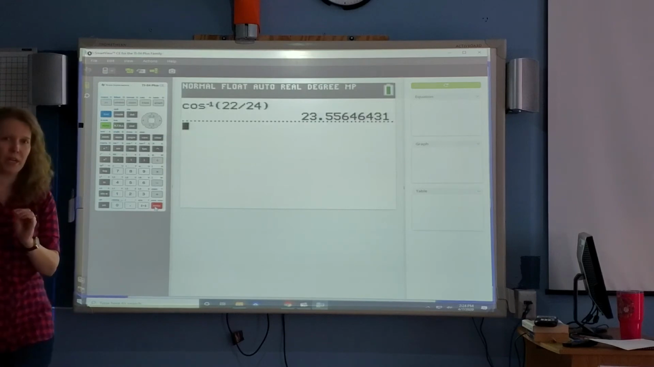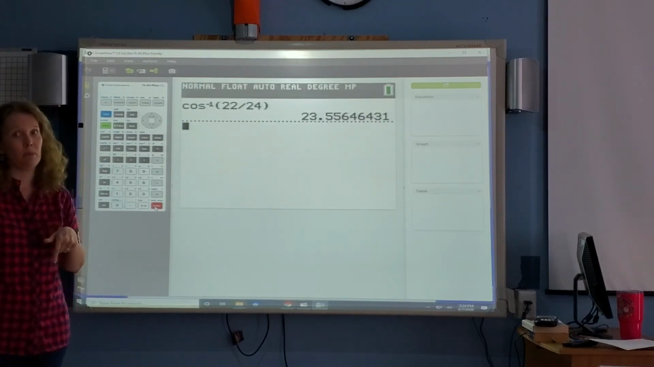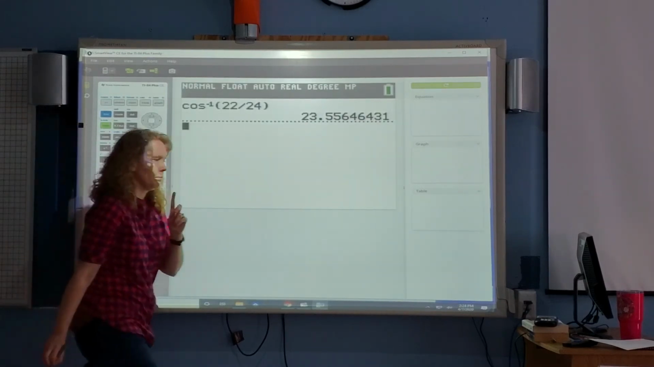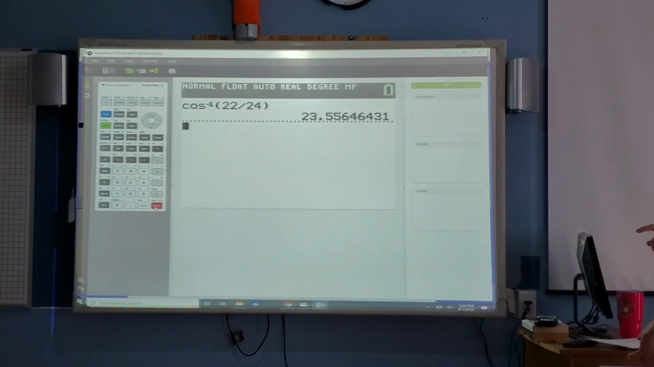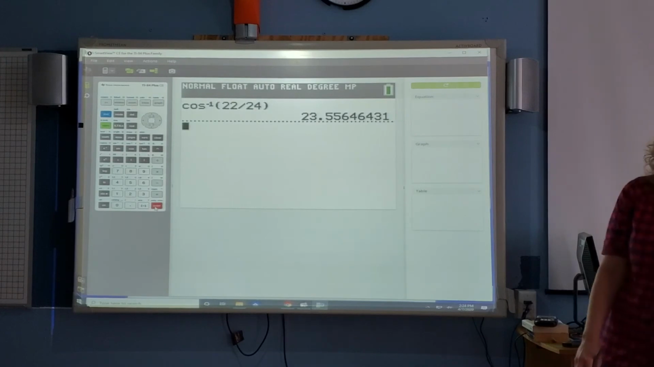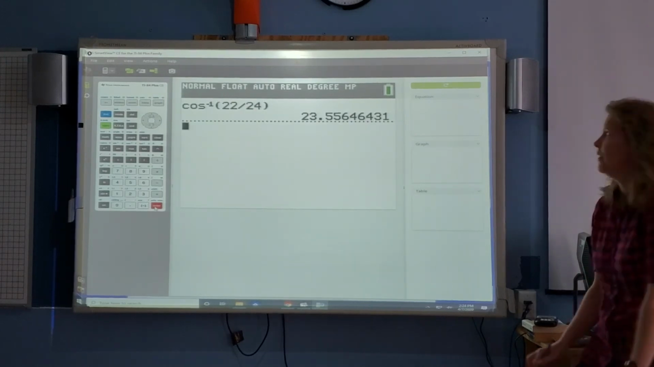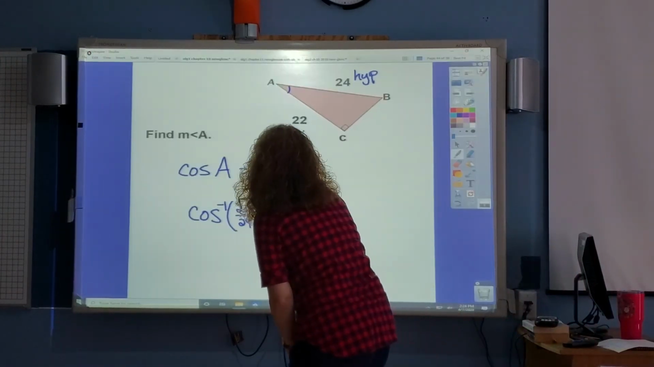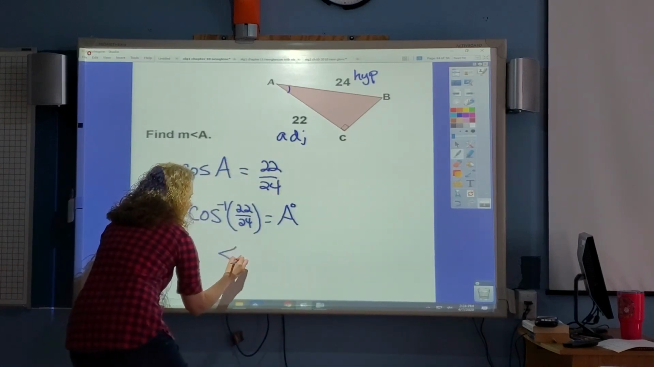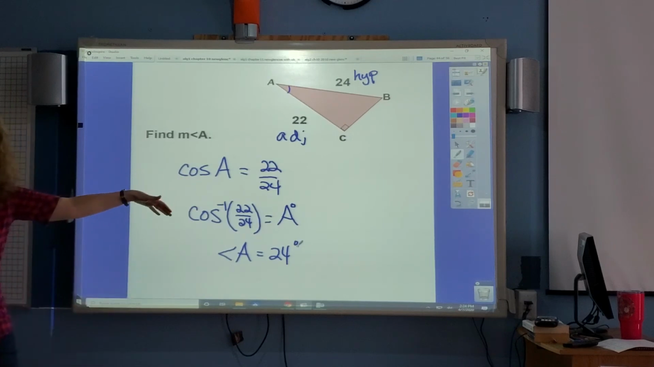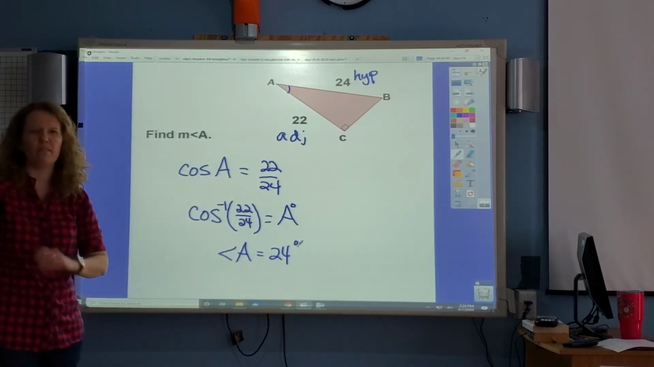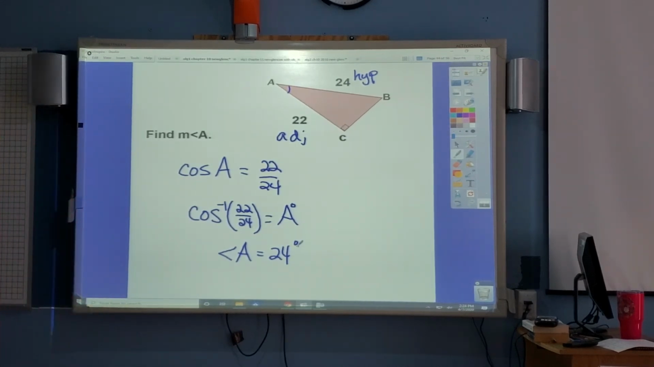If you haven't switched your calculator, you will get a different answer and it'll be wrong. So make sure you do that correctly. By the way, your textbook is going to let you round this to the nearest whole number. Maybe what would you round it to? 24. That's right. So we're going to say angle A equals 24 degrees. But what we saw on the calculator is really 23.55. They're going to let us round that to a whole number.